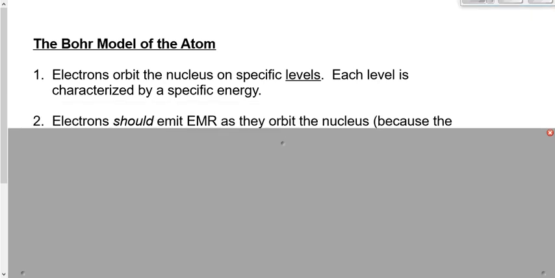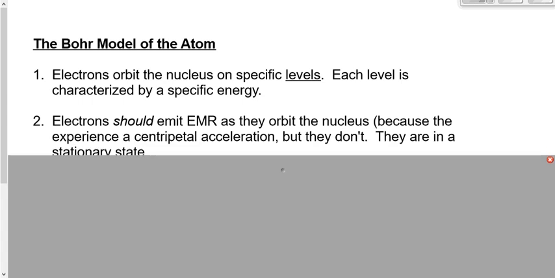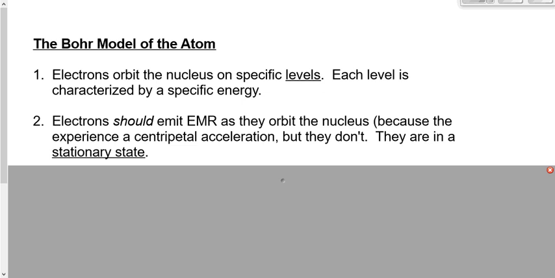The second thing that distinguished, again, if we want to pick one word that distinguishes the planetary model from the Bohr model, it's levels, electron levels. And everything else is kind of built around this idea of electron levels. The second thing is an observation.